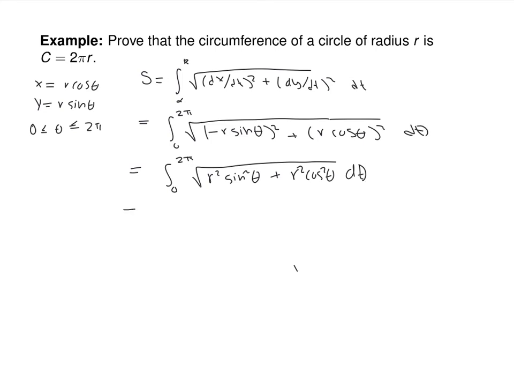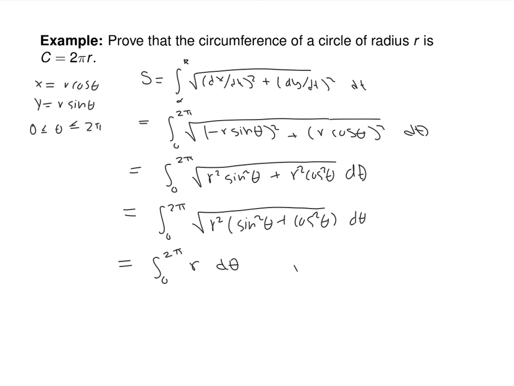And factor out the r squared. We have r squared times sine squared theta plus cosine squared theta. There's your favorite trigonometric identity. Sine squared plus cosine squared theta equals 1. So it turns out all we have here is the integral from 0 to 2 pi of r d theta. That's it. And the antiderivative of r d theta will just be r theta, evaluated from 0 to 2 pi, which when you input 2 pi gives you 2 pi r. So you just used that arc length formula to prove that the length to go all the way around a circle of radius r is 2 pi r.